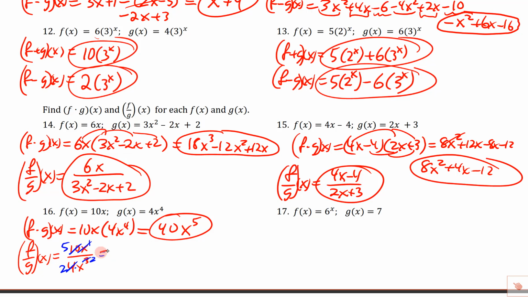So what we have here is on the top we're left with a 5, and on the bottom we're left with a 2 and an x squared. And that's the answer on that one. So finally good that we could simplify one. And then let's take a look here.